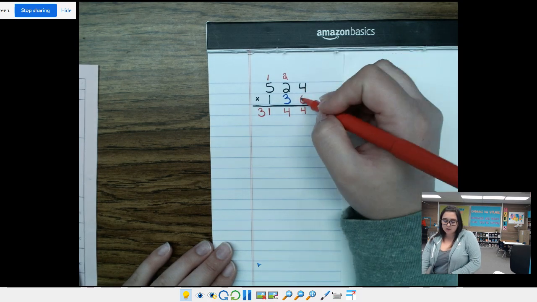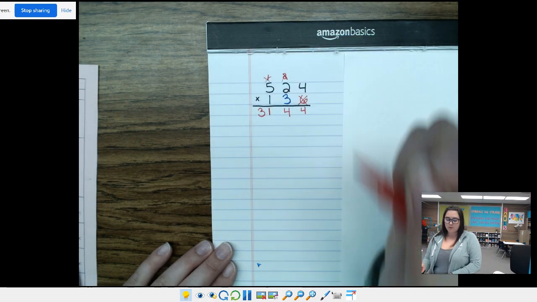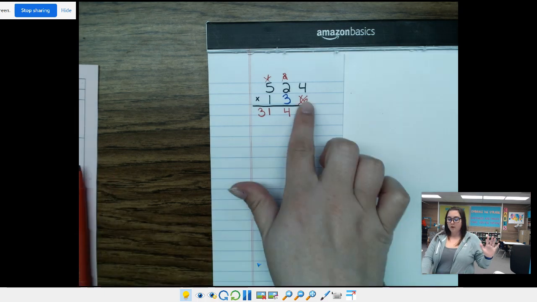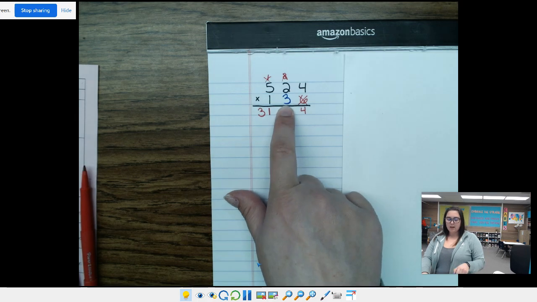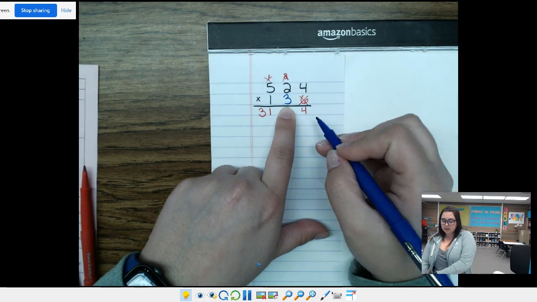Luckily, I used a red pen, so I'll cross them off. There we go. And I know red was for my 6, so I'm going to ignore these numbers up top. And I'm going to switch to my blue, my 3 there, which is really a 30. It's in the tens place, so it's a 30.